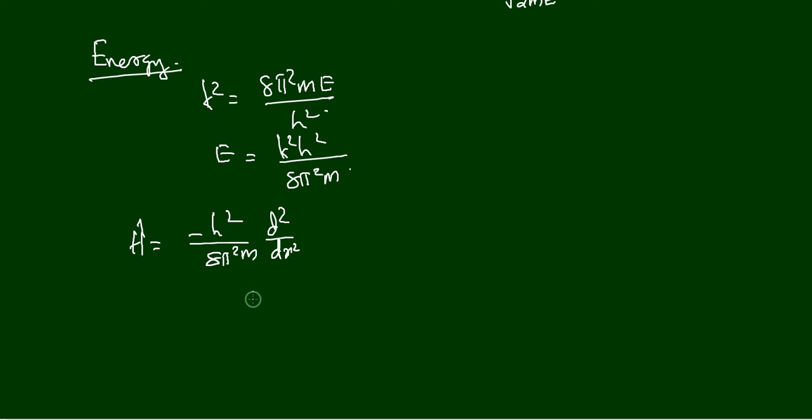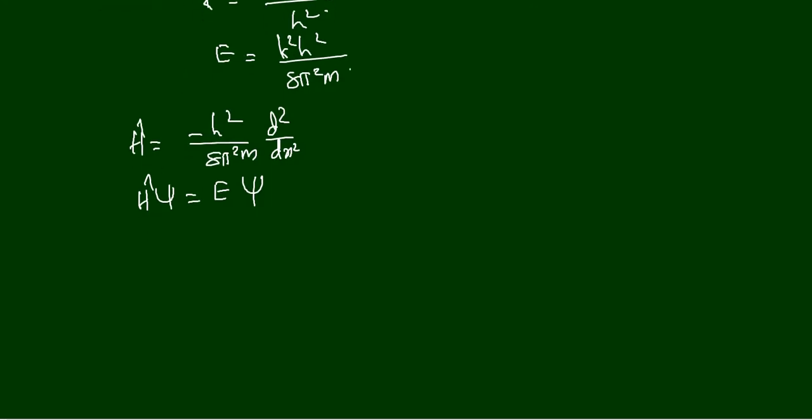So we can construct the Schrodinger wave equation from this one. H cap psi is equal to E psi. After constructing the Schrodinger wave equation, we can get the value of E. So what we are going to do is calculate what H cap psi is, then make it in the form of E psi, and from that we will extract the value of E. So let us calculate H cap psi.